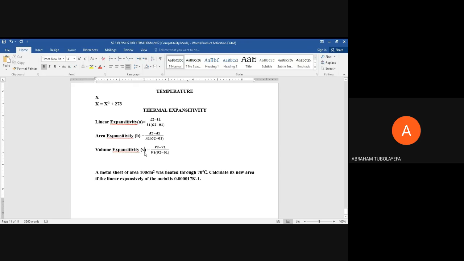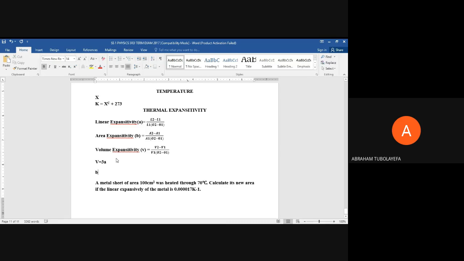The volume expansivity is equal to 3 times the linear expansivity. Okay, and the area expansivity is equal to 2 times the linear expansivity. So if you are given the linear expansivity, to calculate the volume expansivity you just multiply by 3. To convert the linear expansivity to area expansivity, you just need to multiply by 2.